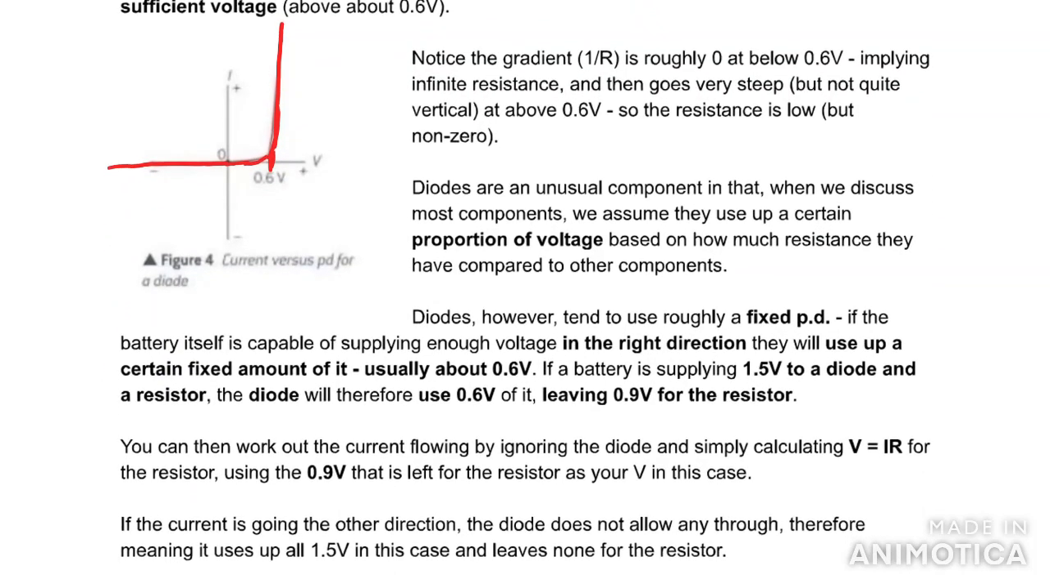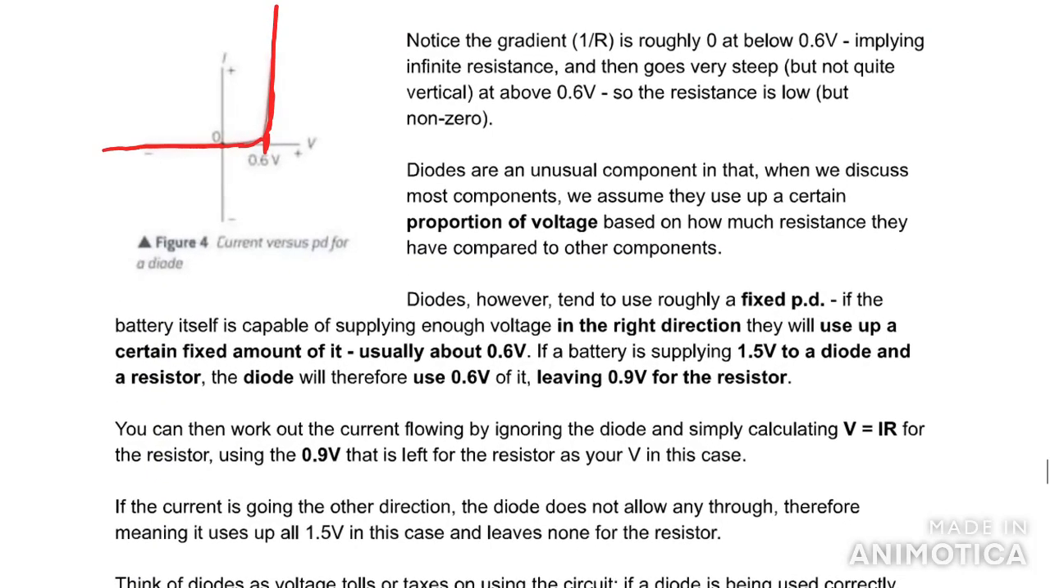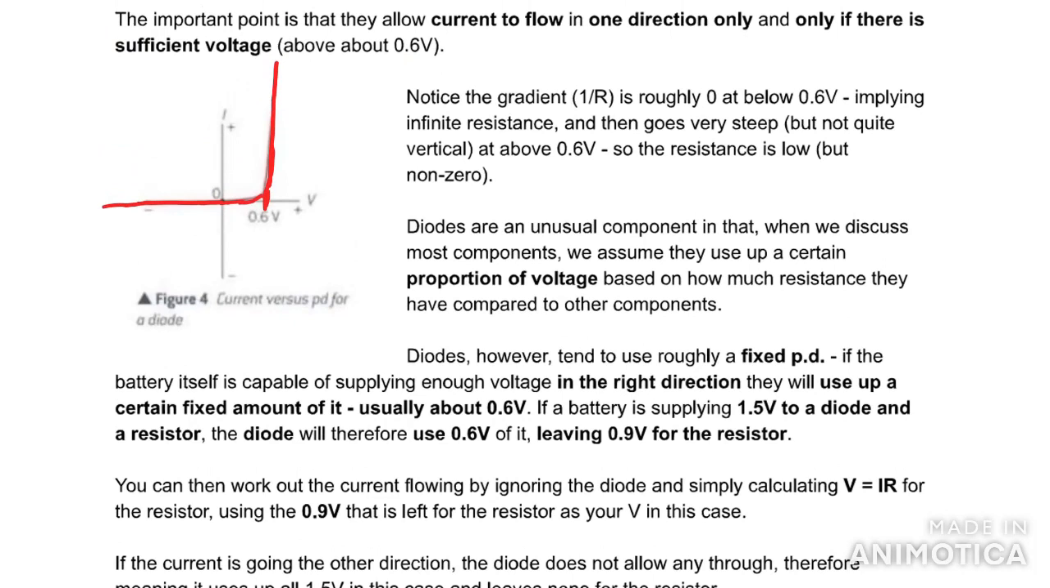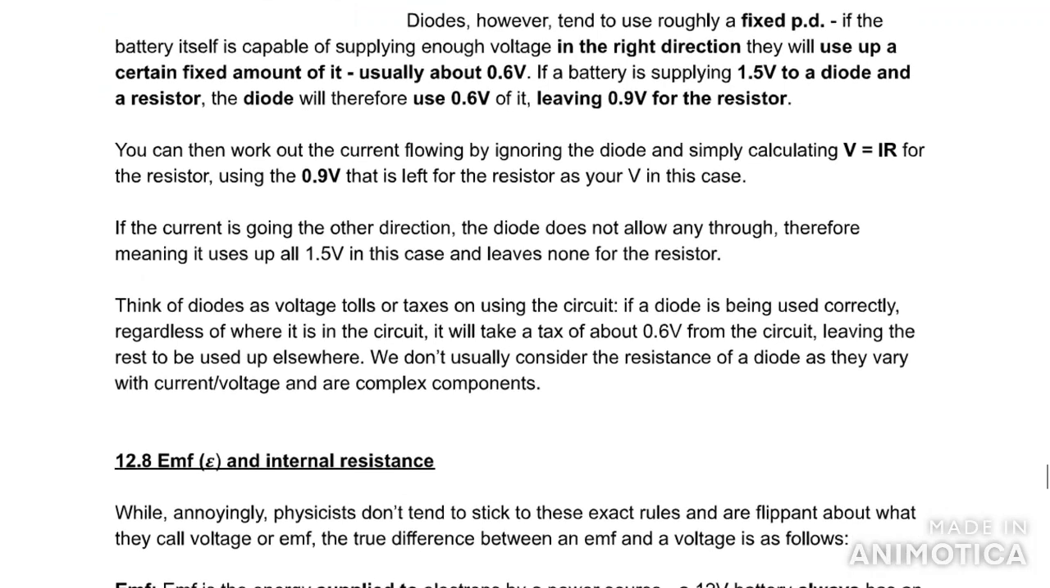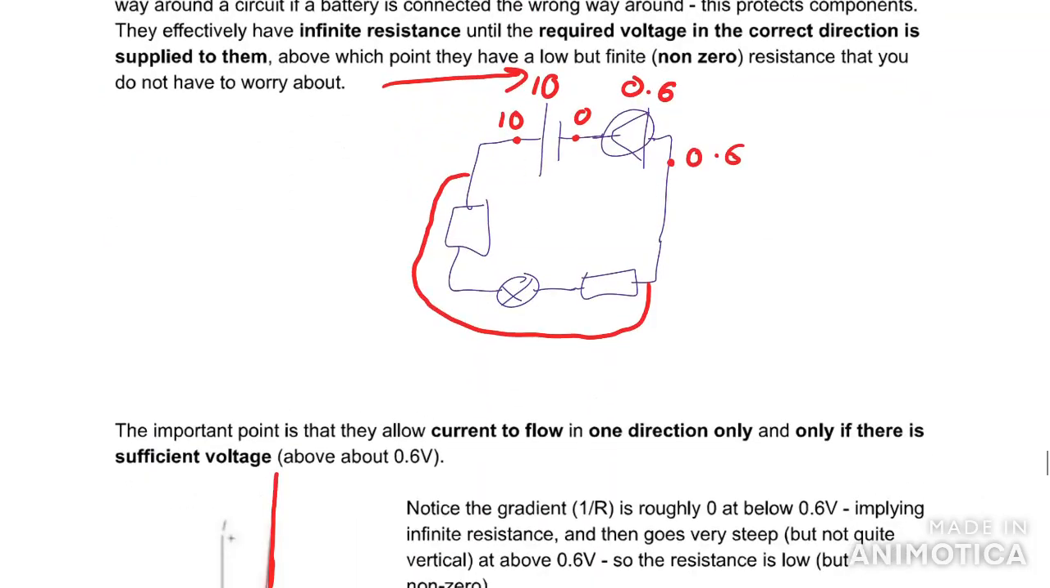But just be aware, the resistance is not 0 above 0.6 volts. The line becomes very steep, but you can see it's not vertical. So the resistance isn't 0 above 0.6 volts, and you never have to calculate the resistance of a diode when it's being used correctly. You just need to know that it's infinite if you're not trying to use it correctly. So just notice how diodes are very different to other components.